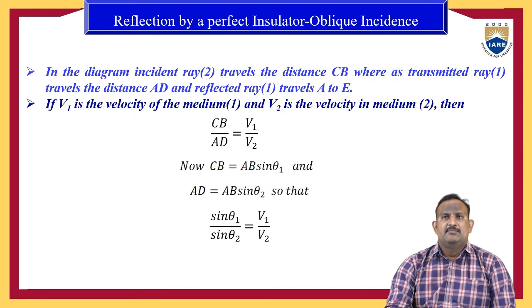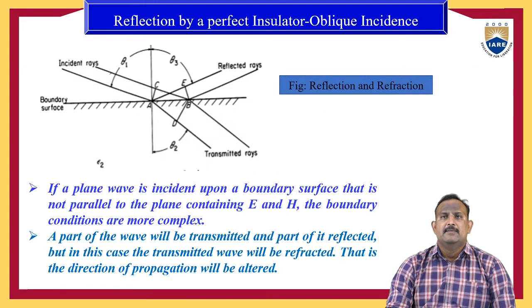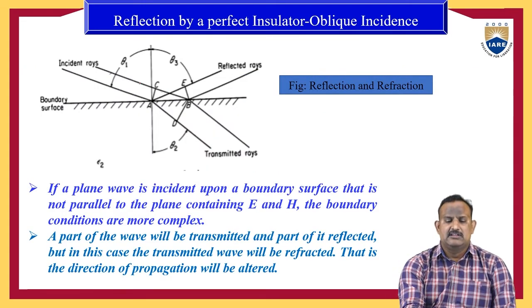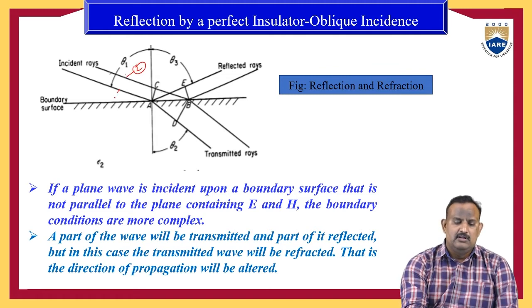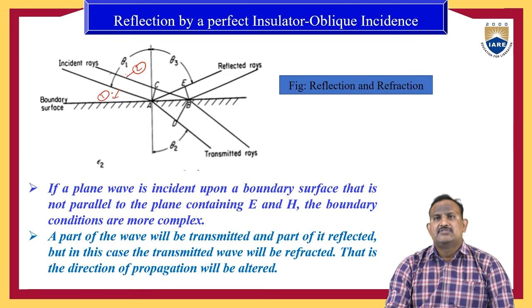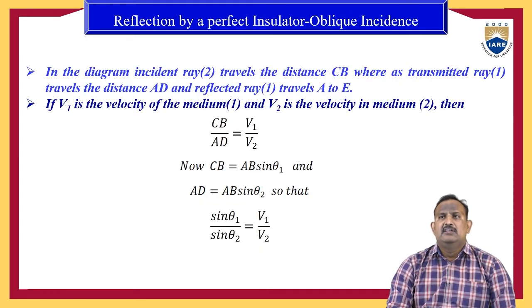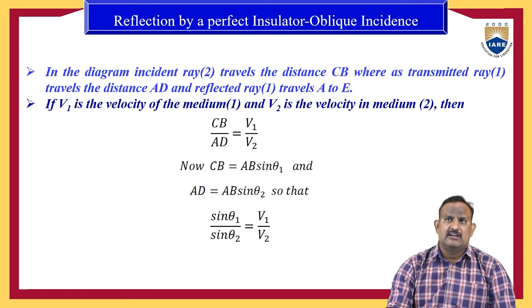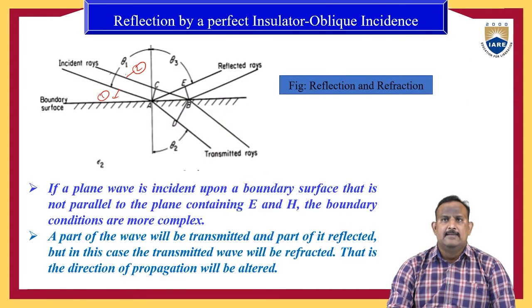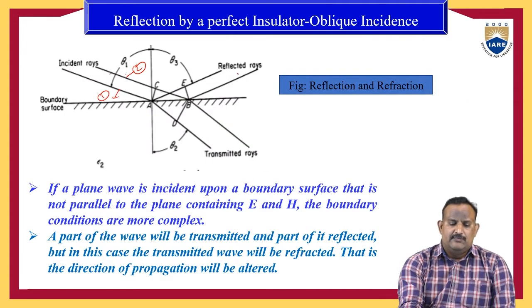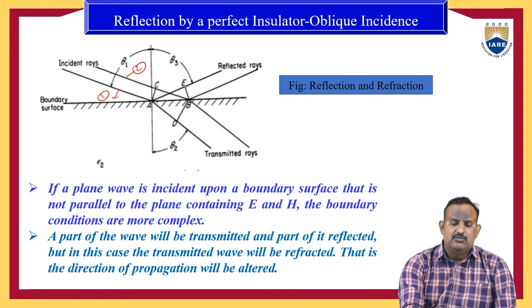So, in the diagram, the incident ray 2 travels a distance of CB, and the incident ray 1 travels a distance of AD, and the reflected wave travels a distance of AE.